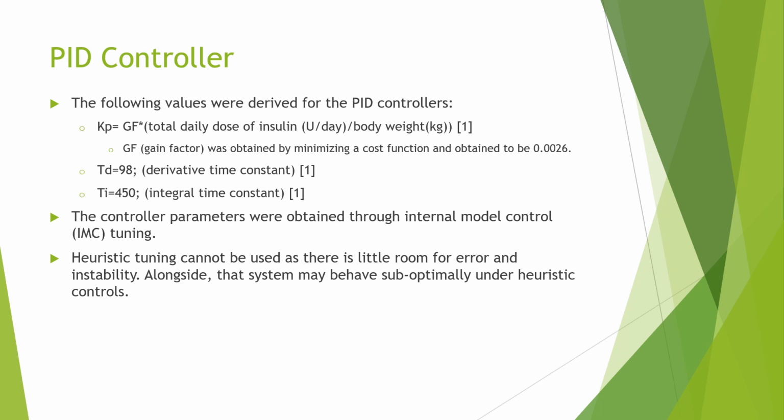Heuristic tuning is a method that we have typically used in the class, but it doesn't apply here. It can lead to instability and errors in the system, and it is also typically seen as suboptimal compared to other better control and tuning methods.